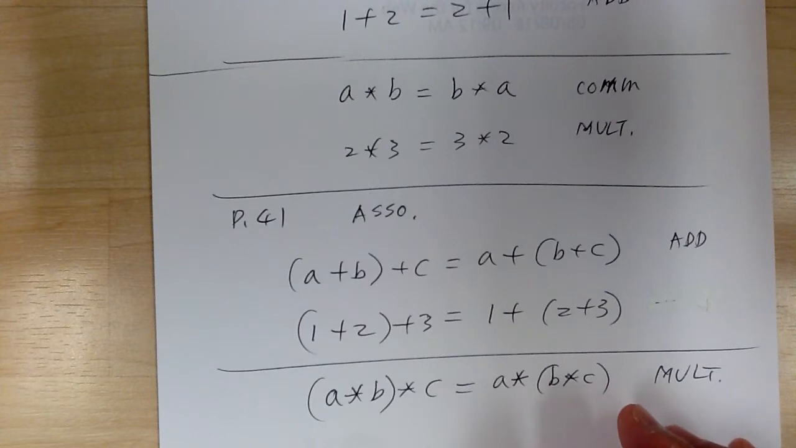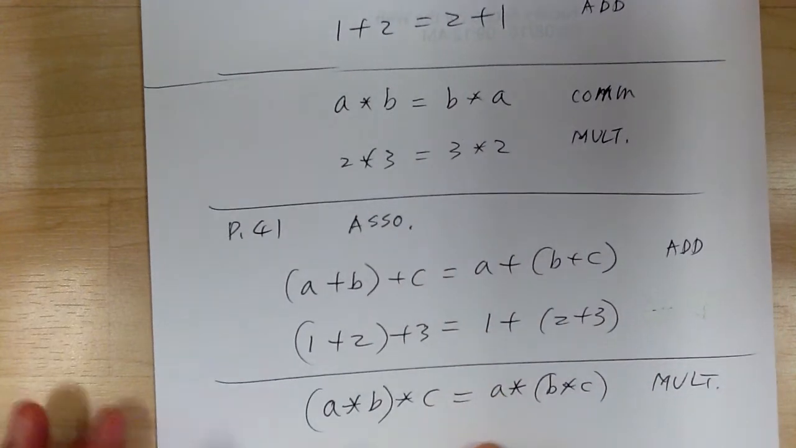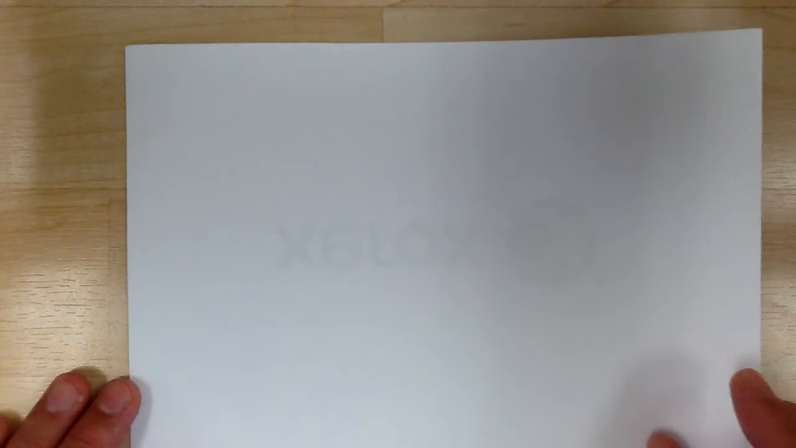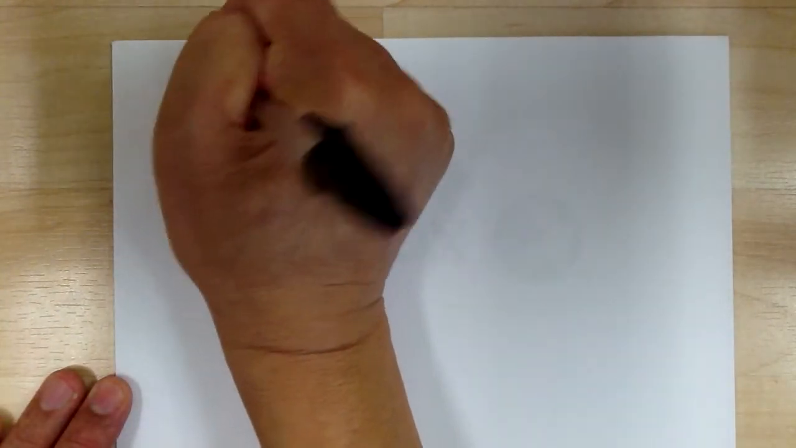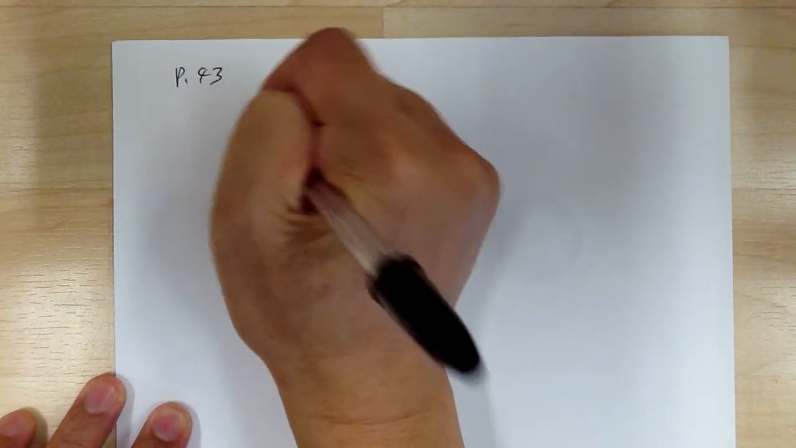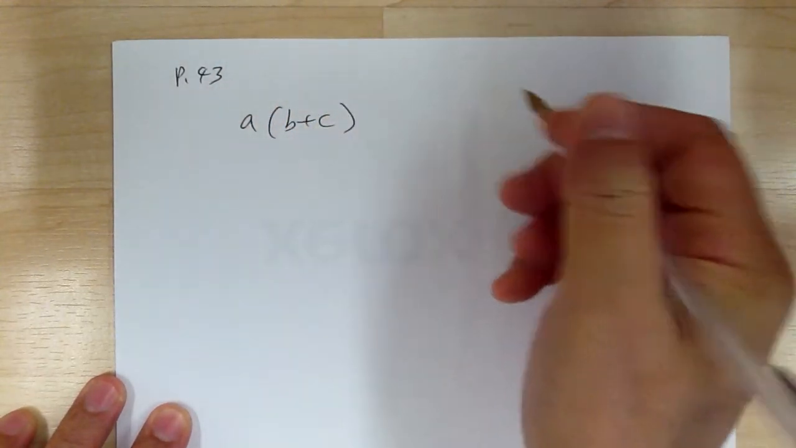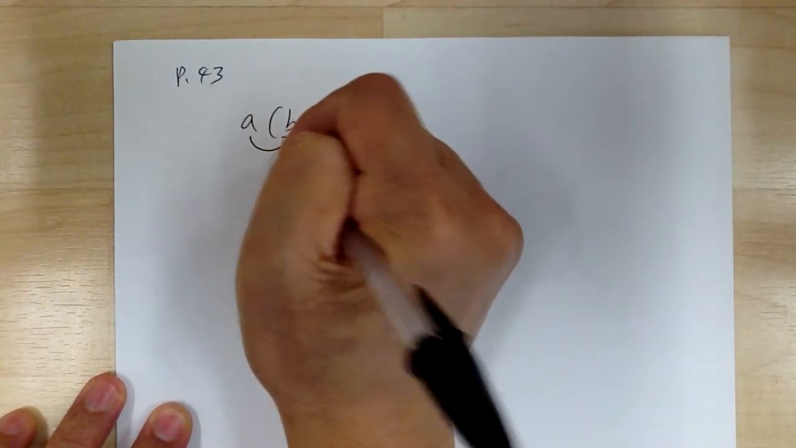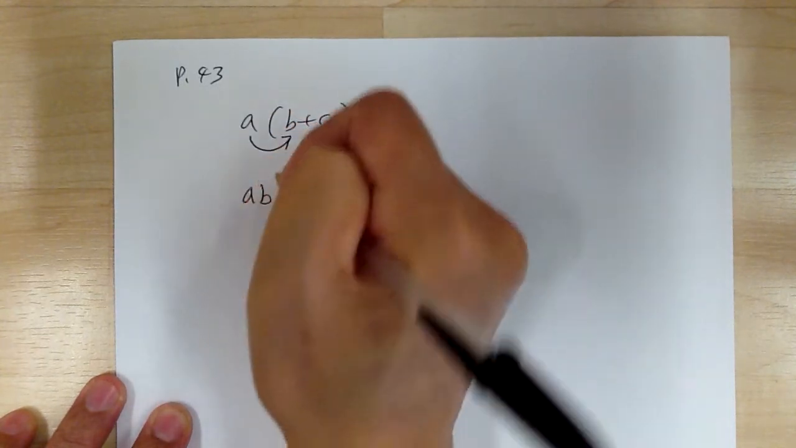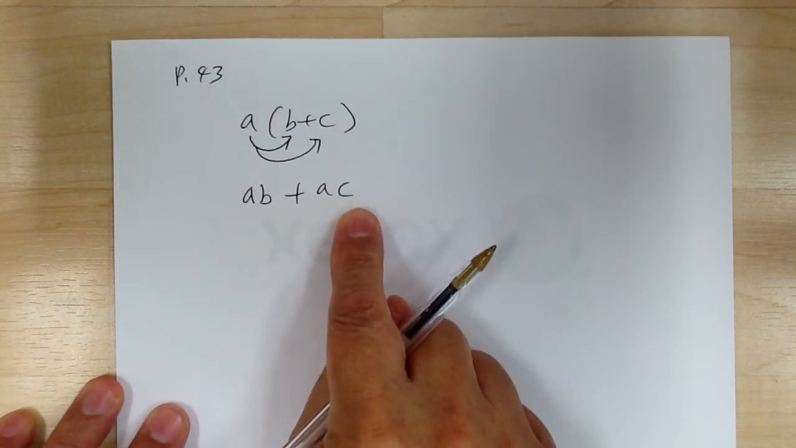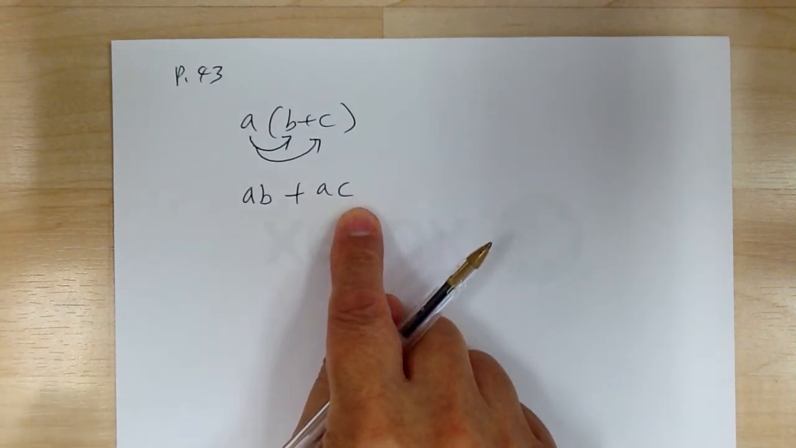Okay, now another property that you need to know is the distributive property when you have multiplication. So on page 43, in that blue box, you have A times (B plus C). What will this equal to? I'm going to go sideways. You can distribute, so this becomes AB, and you distribute, it becomes plus AC. So you need to know the distributive property. Again, this is reviewed from your pre-algebra.